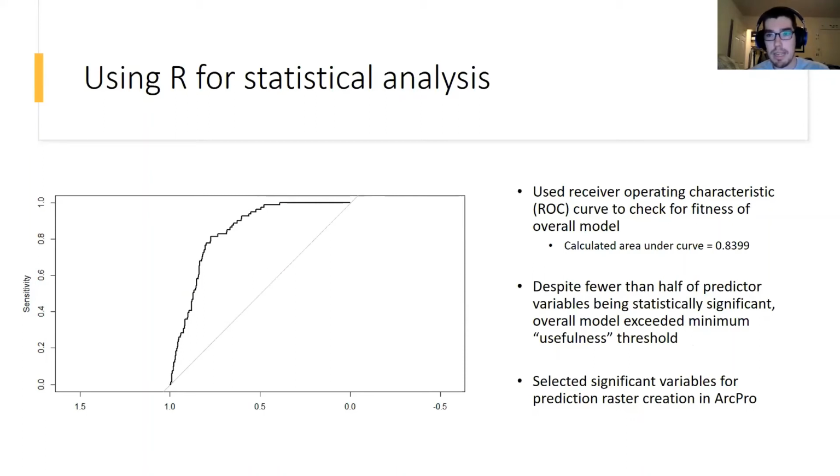Calculated area under the curve was 0.8399, which exceeds that minimum threshold of usefulness of 0.7 or 0.8, depending on who you're talking to. So I knew that my overall model, despite only having less than half of the predictor variables seemingly useful, was an okay model overall. Then I took the coefficients of the candidate predictor variables and brought those back into ArcPro and did a little bit of raster algebra against the distance rasters and DEM raster to create a new raster layer, which are the predictive.